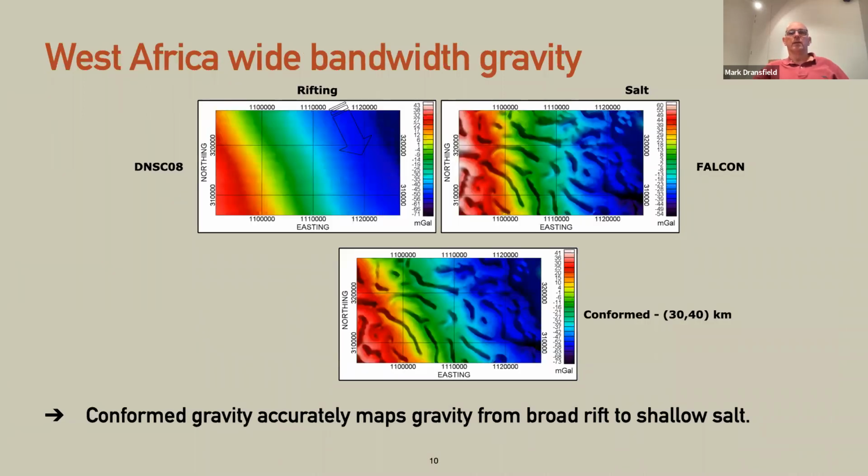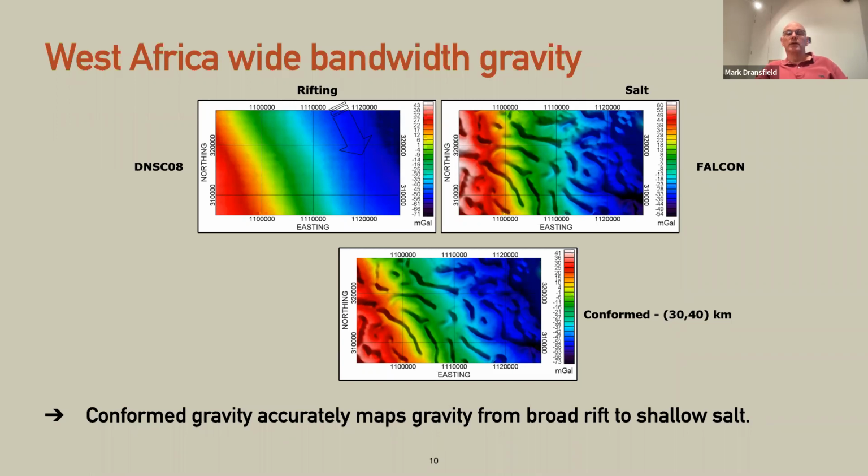And this shows you an example from a survey in West Africa. It's in the rift zone, so it's offshore. And the top left image is the DNSCO8 gravity data. You can see the rifting, that gravity low in blue, about 30 degrees from north-south, the direction shown by the arrow. And then the top right image shows you the Falcon gravity derived from the gravity gradiometry. And you can see this phenomenal amount of detail due to complex salt diapirism in the area.